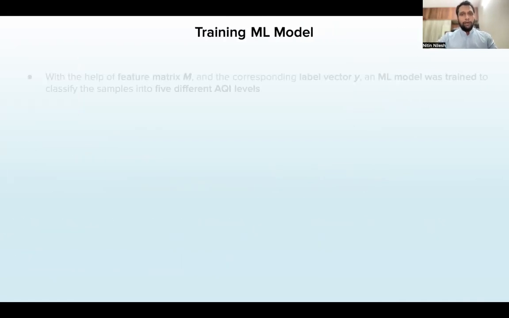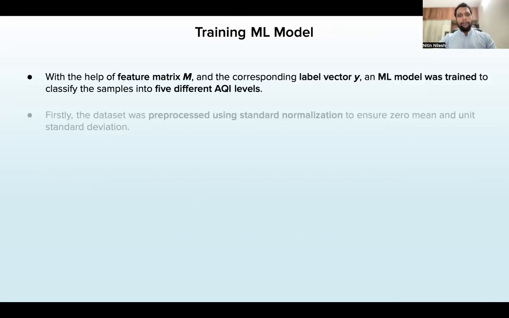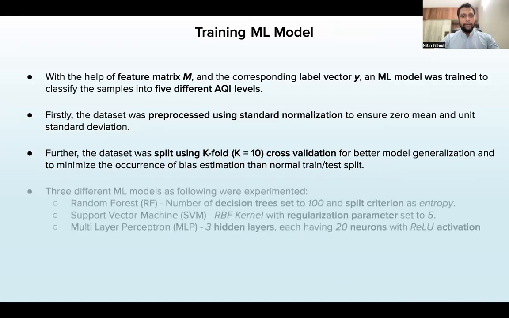Okay, so how did we train the ML model? With the help of the feature matrix M and the corresponding label vector Y, the ML model was trained to detect the 5 different AQI levels, right? And because there are different ranges of values, it was necessary to normalize the dataset. So we simply used standard normalization to ensure zero mean and unit standard deviation. Further, we used k-fold cross validation, where k equals 10, to make sure that the model generalizes well, and to minimize bias in estimation compared to the normal train-test split, right?